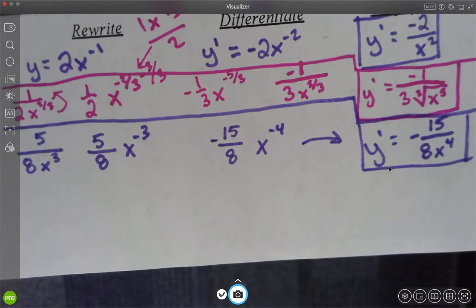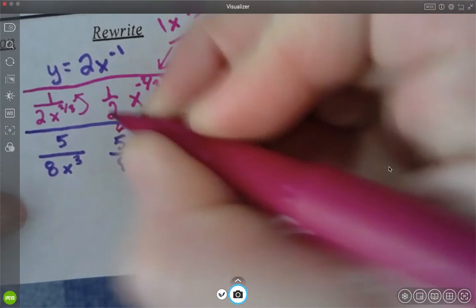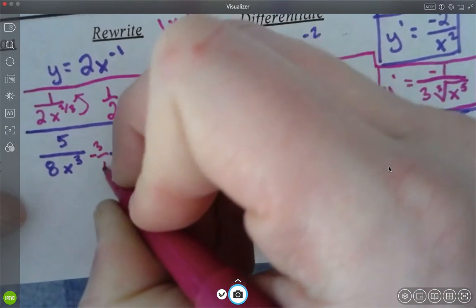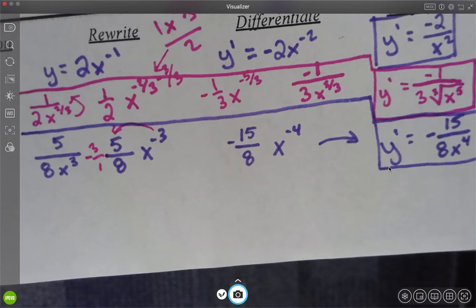When you multiply the negative 3 in front, treat it like it's negative 3 over 1. When you multiply him down in front, it's like negative 3 over 1 times 5 over 8. So 15 over 8, negative. Did you guys get that? Are we good to go? Do you understand what's going on? Yes? We're good? Okay, last one.